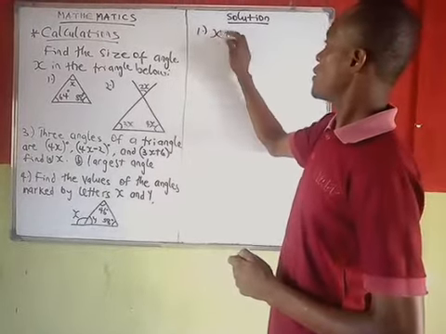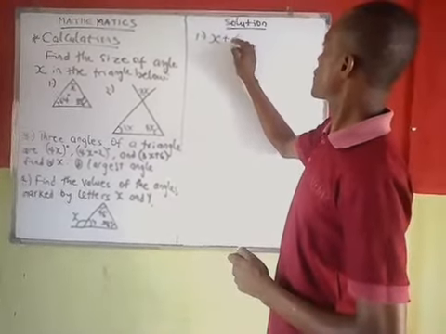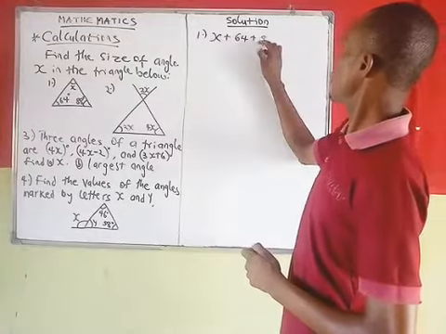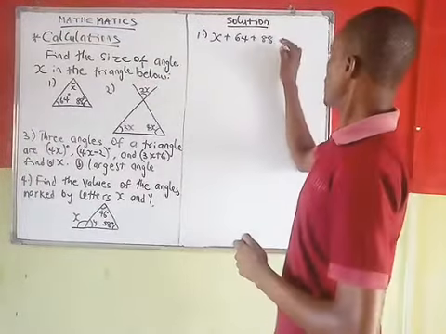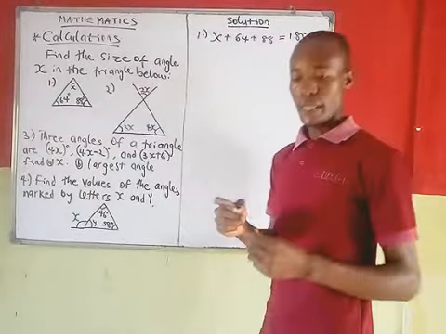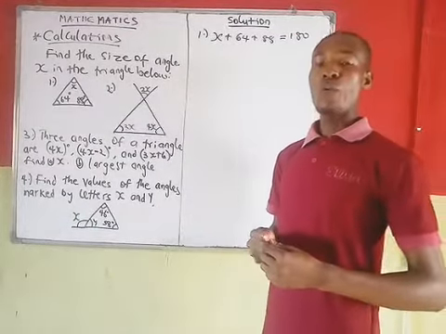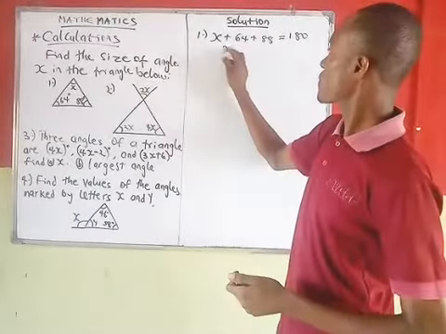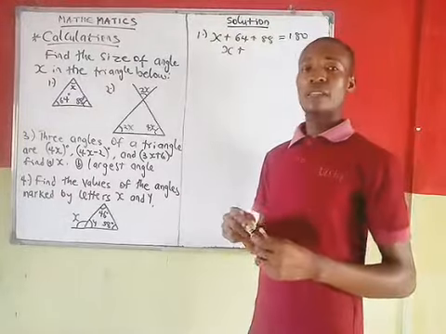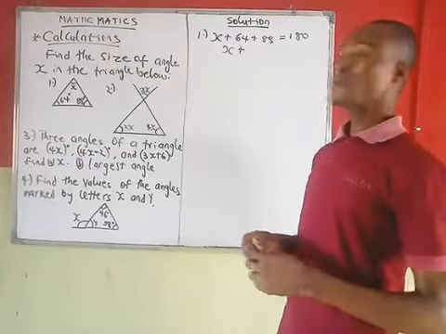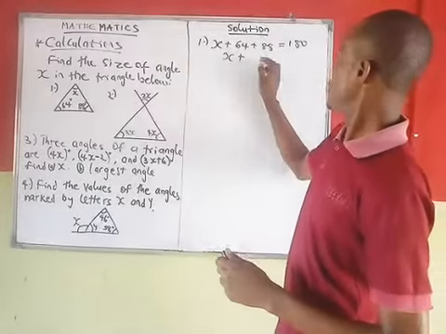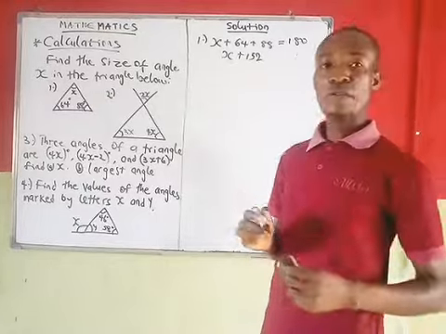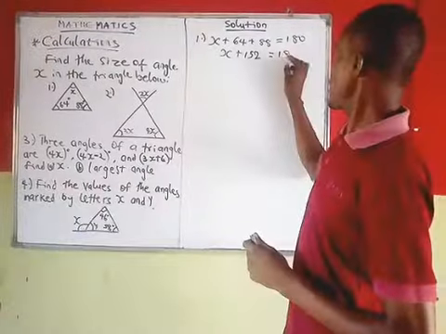X plus 64 plus 88 degrees is equal to 180. Now we add up and collect like terms. We'll have X plus 64 plus 88, which will give us 152, equal to 180.